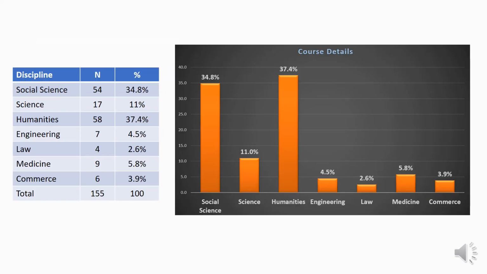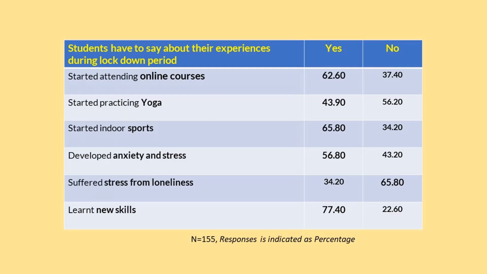Now moving ahead to the next slide, we have another variable, that is discipline. We have several disciplines: social science, humanities, engineering, law, medicine and commerce. 37.4% is the highest percentage in this case. So people are mostly from humanities, which is slightly more in comparison to social science.